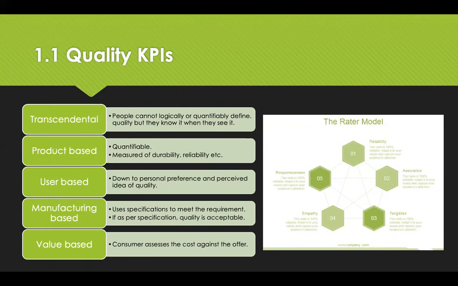The user-based approach is down to a personal preference, your own idea of what quality looks like to you. The manufacturing-based one, again, is very quantifiable because you can use the specification to judge whether or not it meets the requirement or not. And the value-based one is where the consumer assesses the cost against the offer. You can also use the RATA model, which looks at reliability, assurance, the tangibles, empathy and responsiveness, more relevant when you're measuring quality of service.